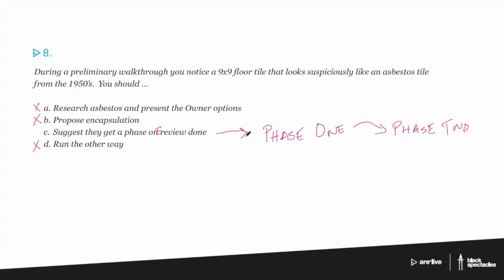So C is the answer. I like how official run the other way looks. Yeah, yeah, and it's actually a great answer. Like I said, if you talk to your insurance professional, they would be like, absolutely, run the other way. They really don't want you to talk about asbestos or anything like that, because like I said, they remember way back to the 70s when many architects went out of business because of it.